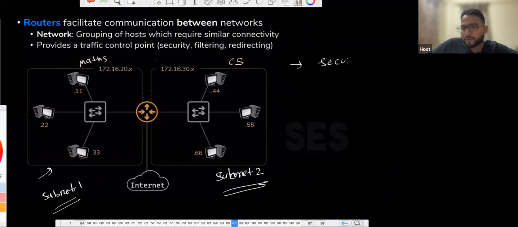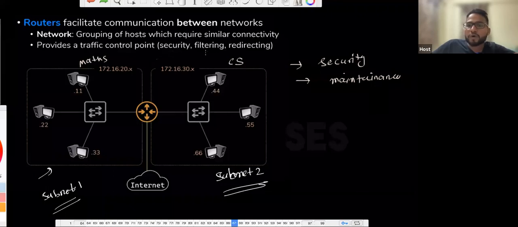It could be for any reason. Maybe for security purposes, or maintenance purposes. If there are smaller subnets, maybe you can maintain them easily. For any purpose you can divide, it depends on your usage. If you want to have different subnets, you can just put a router in between them. It provides a traffic control point: security, filtering, redirection.